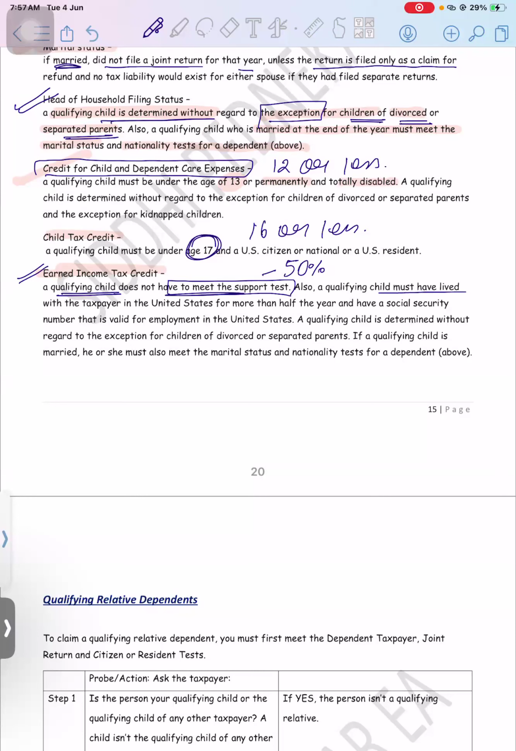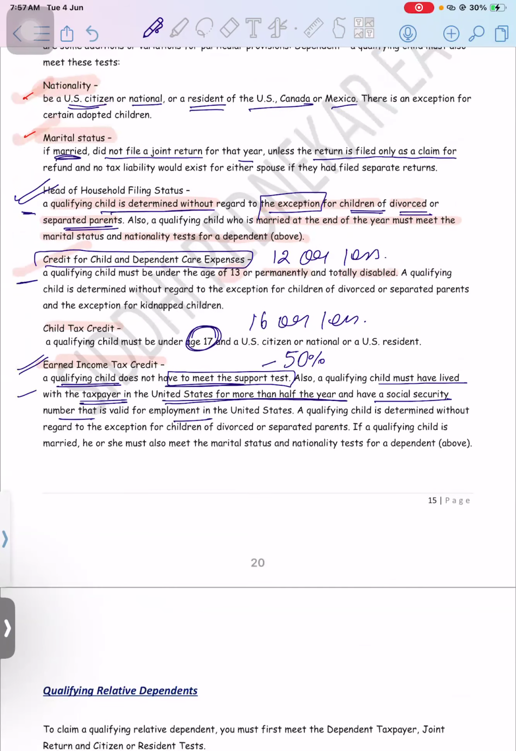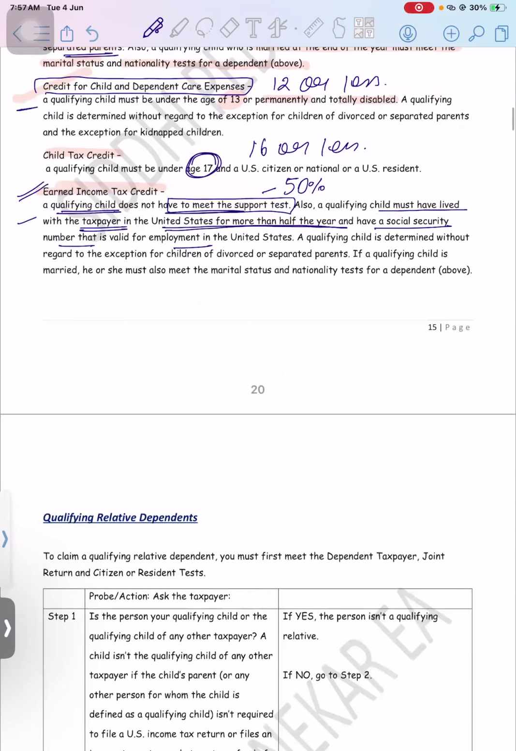Also, a qualifying child must have lived with the taxpayer in the United States for more than half of the year and have an SSN that is valid for employment in the United States. So the child should be fulfilling all the remaining criteria except for the support test. Here, one criterion is allowed. Here in HOH, even if the child is married, that exception is not applicable in HOH status. In earned income, there is one exception.